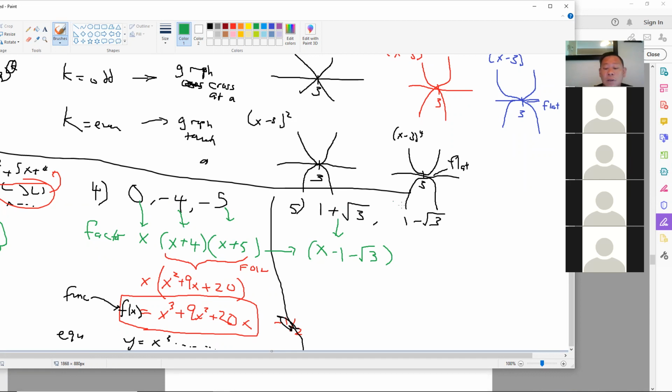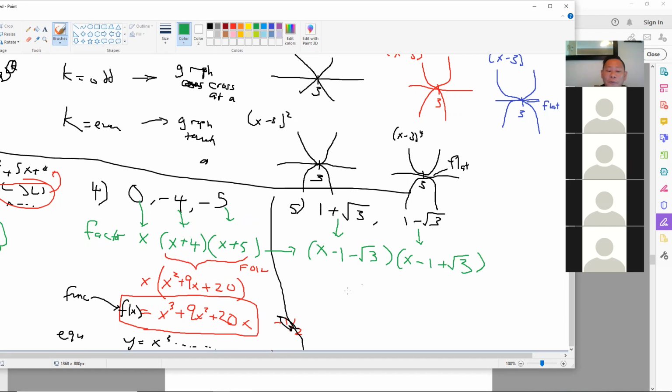So can someone tell me what is the factor form for 1 minus root 3? X minus 1 plus square root 3. Very good. Make sure you guys know that, because again, these kinds of questions will be asked in your first test. These are pretty much questions you see in my first test. So make sure you guys know this.